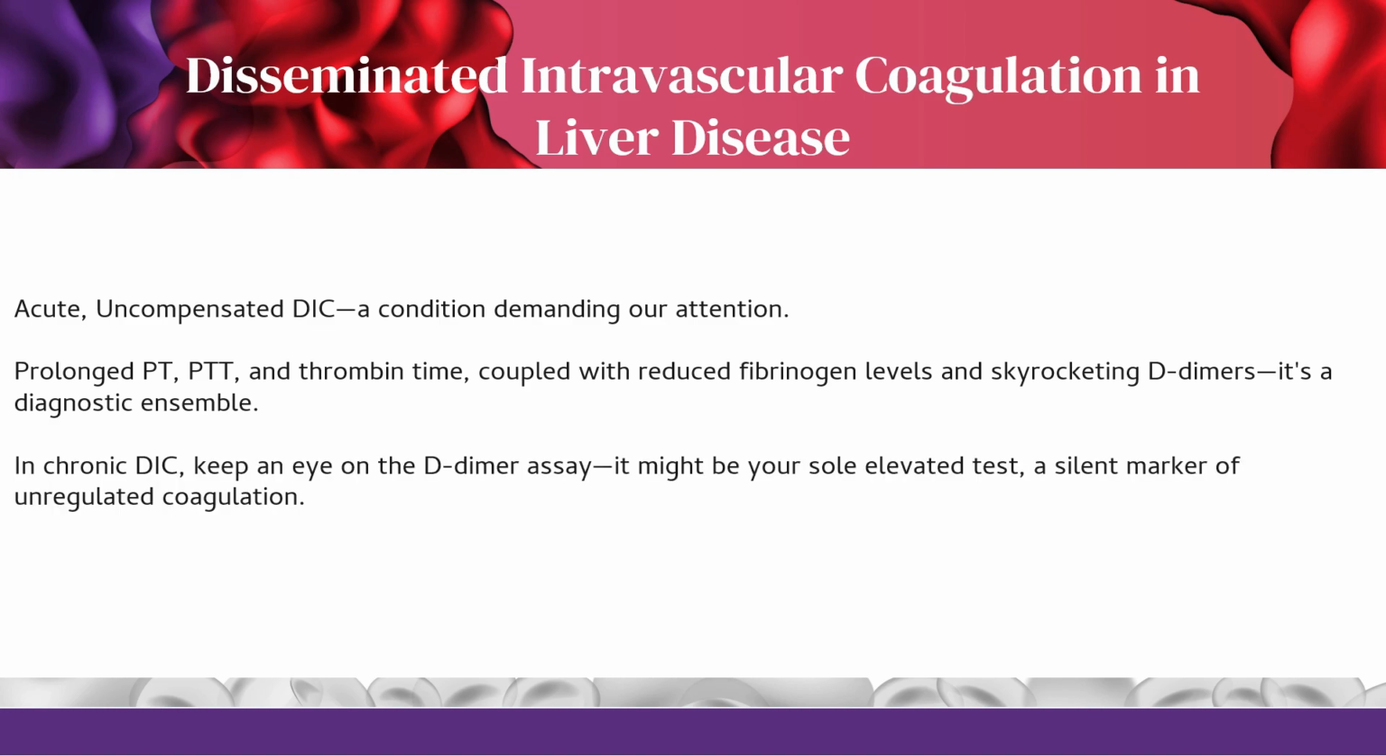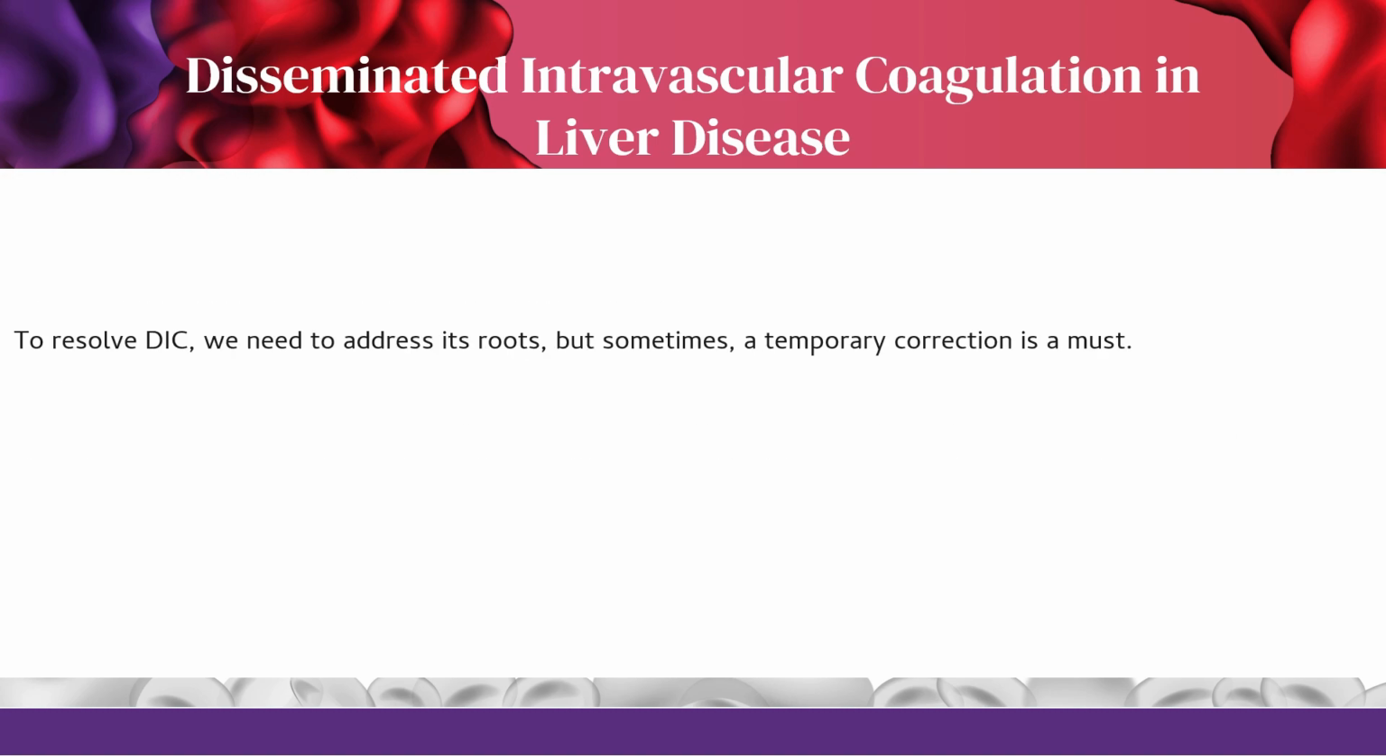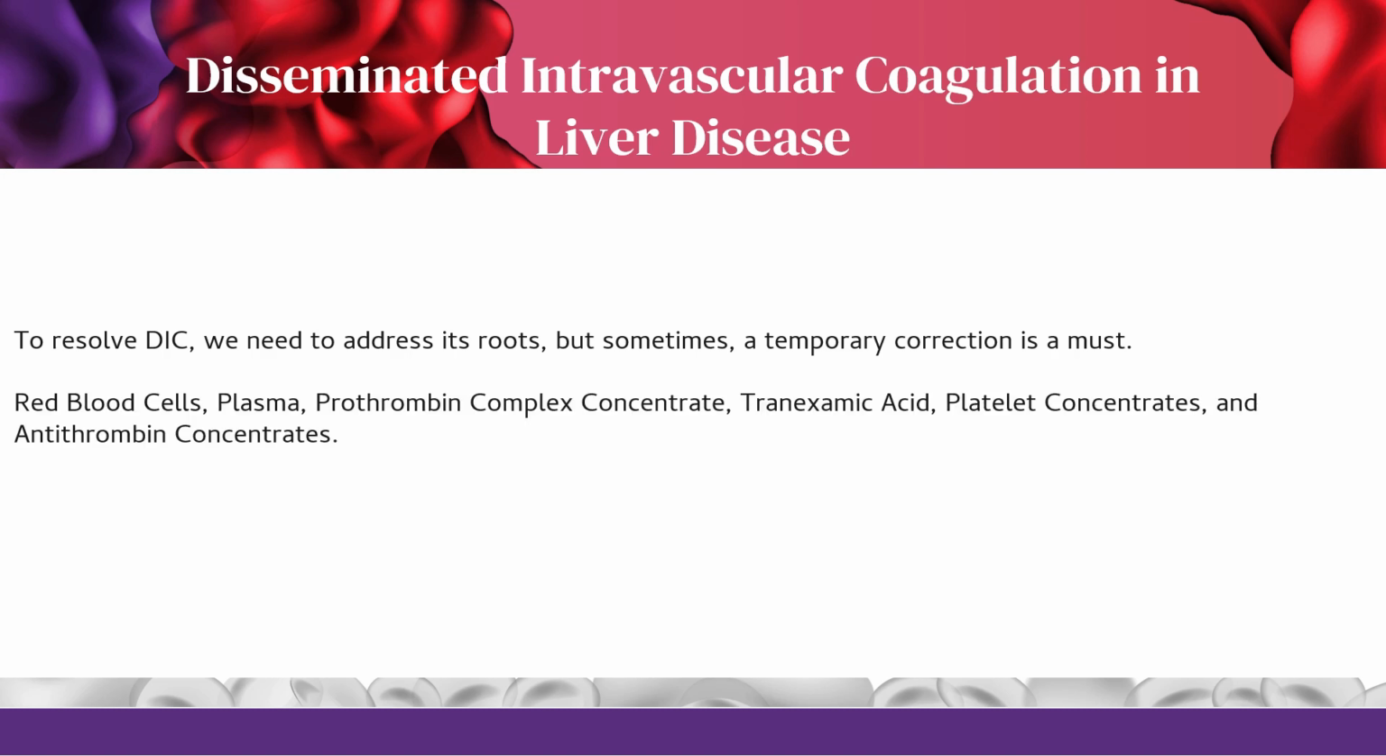In chronic DIC, keep an eye on the D-dimer assay, it might be your sole elevated test, a silent marker of unregulated coagulation. To resolve DIC, we need to address its roots, but sometimes, a temporary correction is a must. Enter the cavalry: red blood cells, plasma, prothrombin complex concentrate, tranexamic acid, platelet concentrates, and antithrombin concentrates. Each plays a vital role in stabilizing the tumultuous hemostasis.